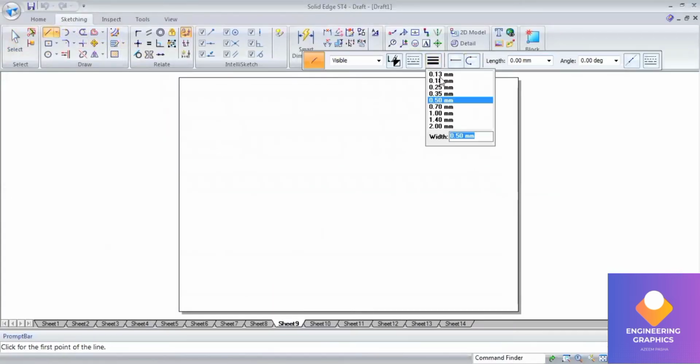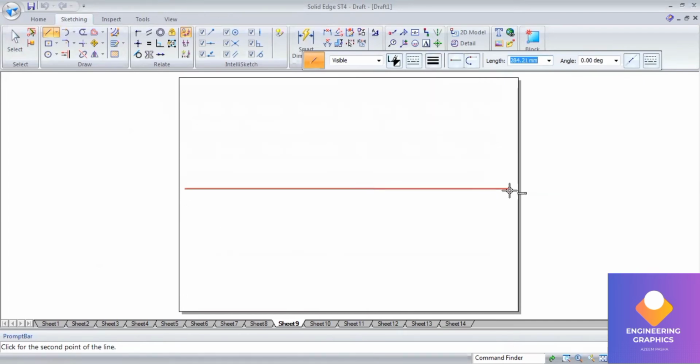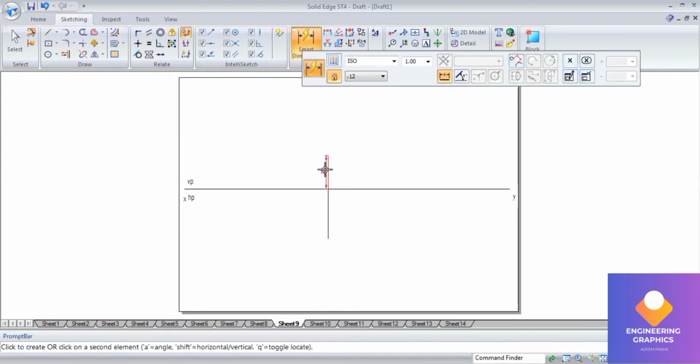So draw the XY line by taking thickness 0.25 mm. Mention XY, VP, HP. Now for the midpoint, I'll be considering a distance here, 30 mm above HP and 45 mm in front of VP. This is where we should mention that C point, the midpoint here.